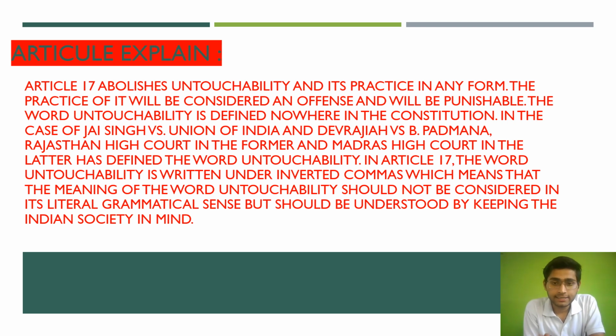Now in Article 17, the word untouchability is written in inverted commas, which means that the meaning of the word untouchability should not be taken in the literal grammatical sense, but should be understood by keeping Indian society in mind. So it shows that the meaning has to be considered according to Indian society, Indian culture and Indian people.